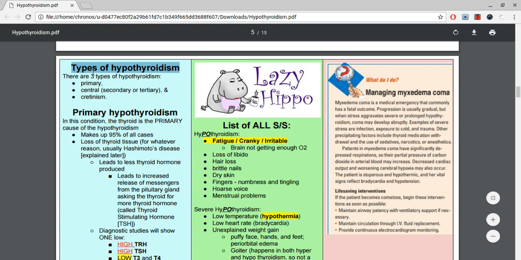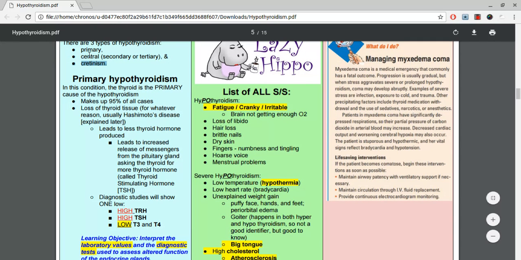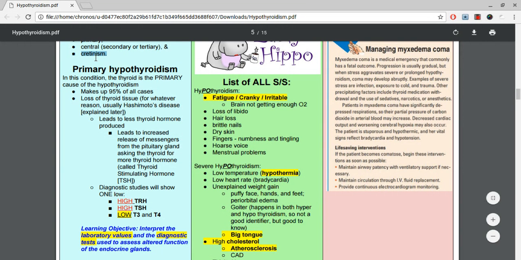Here are the different types of hypothyroidism. There are 3 types of hypothyroidism. There's primary, central, and central consists of 2 other ones, which include secondary and tertiary. And then the last type is cretinism. But I most likely think that they're going to test you mostly on primary and central, which is why I emphasized more on those, because the book only had a few sentences on cretinism. Okay, now let's go into it.